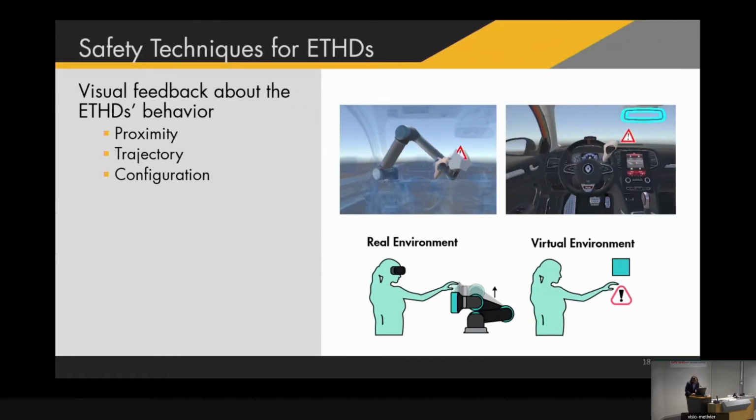But what exactly is a safety technique for ETHDs? Well, basically, safety techniques consist of providing visual feedback for telling the user that they're about to encounter the robot in an involuntary fashion. As we can see over here, basically, when the users get close to the robot, there's going to be feedback that is going to be displayed in different ways for telling information about the robot's proximity, its trajectory, and its configuration.